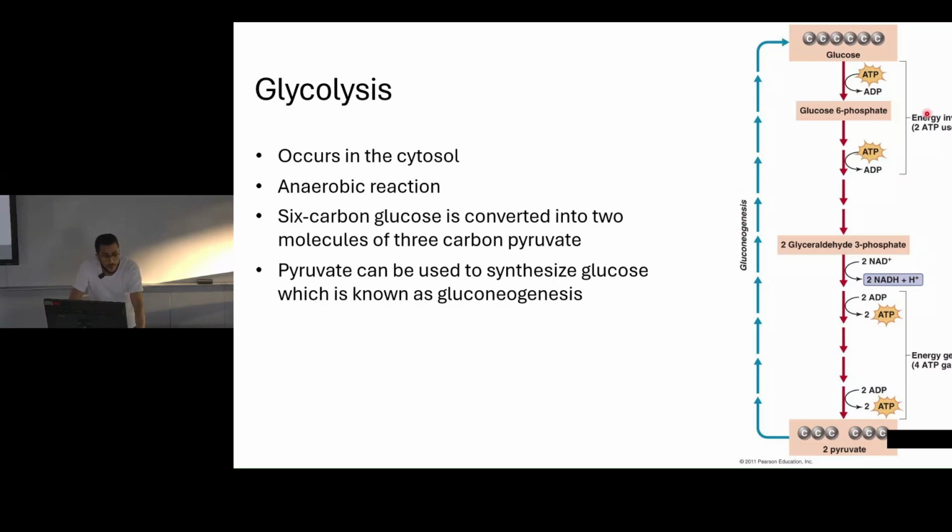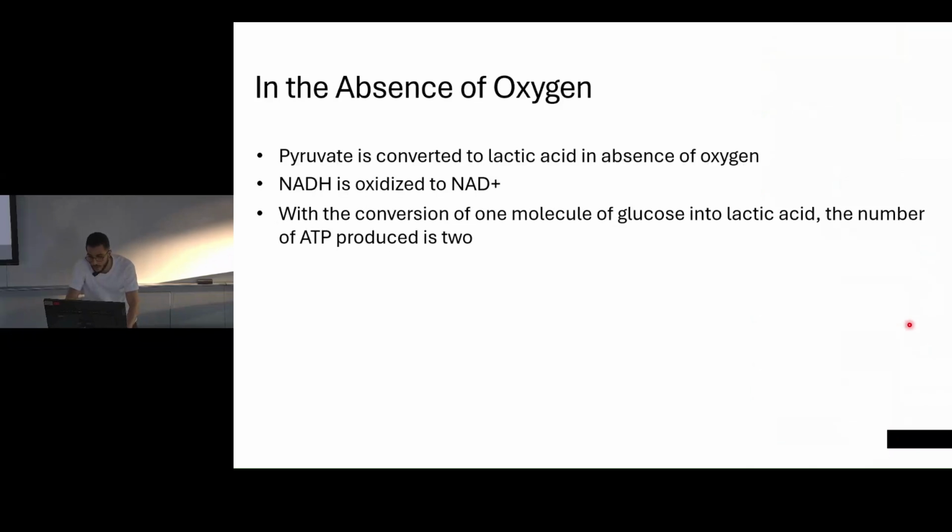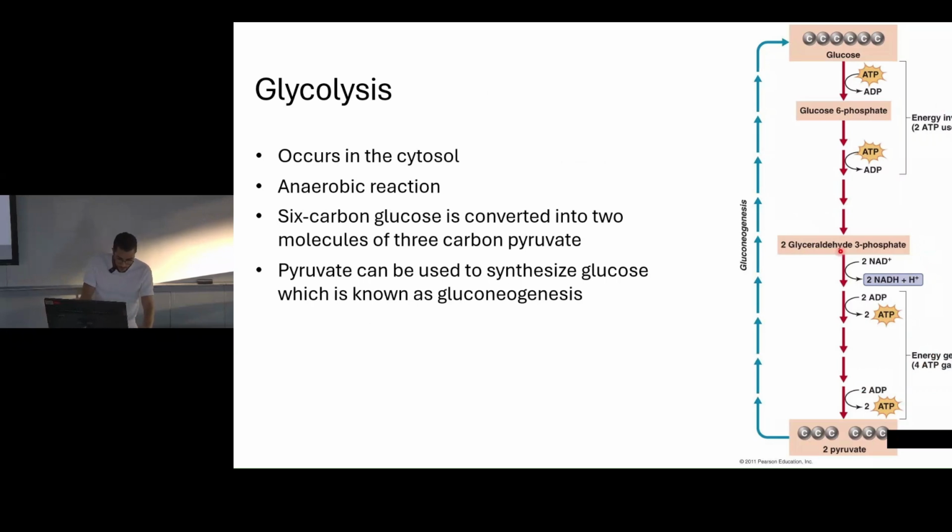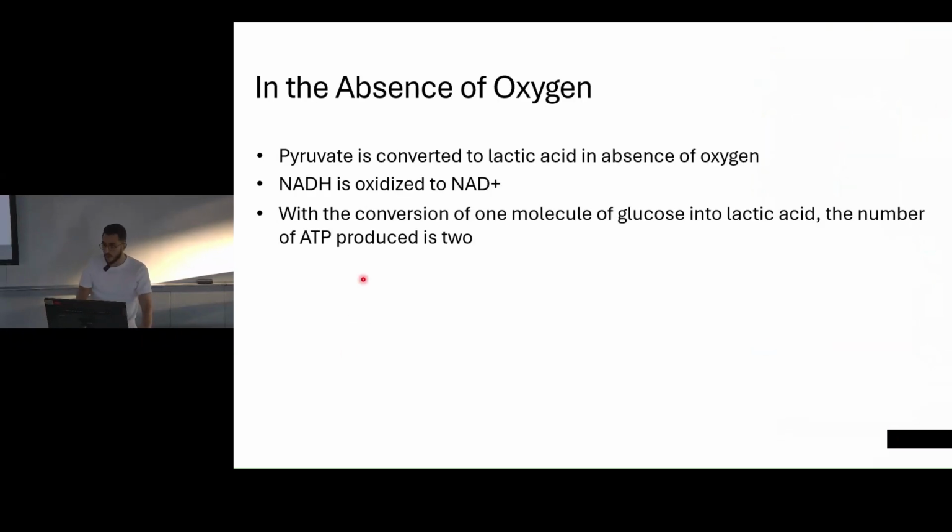One important thing to remember is that ATP is both used and produced in this process, and the net number of ATP produced is 2. Okay, so 2 of them are used, 4 of them are produced, and so you end up with 2 ATPs. So this is an anaerobic process in itself. Now, after this happens, if you don't have oxygen, pyruvate is converted into lactic acid. If you have oxygen, then it will be going inside the TCA cycle.